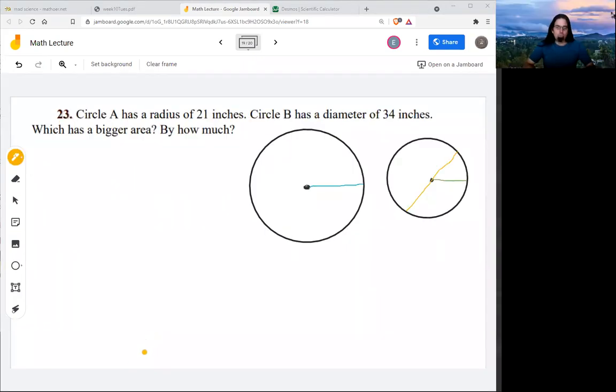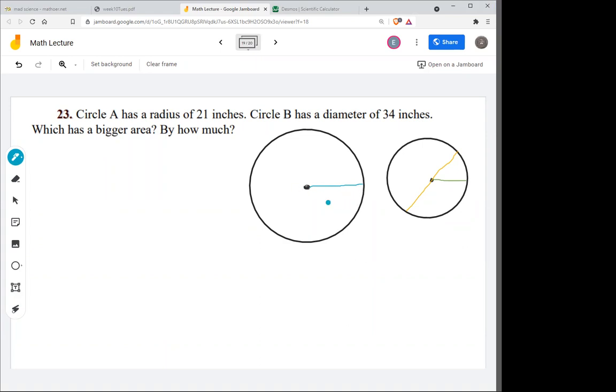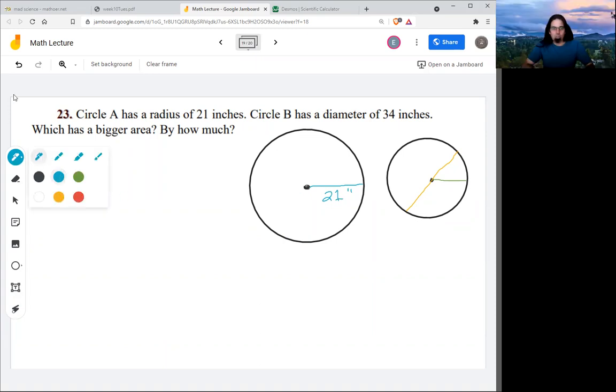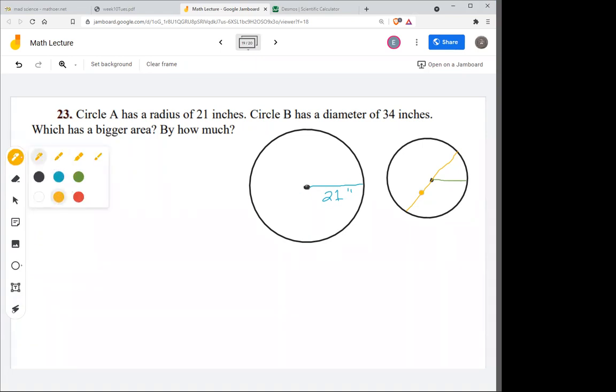Number 23, we have 2 circles and someone is trying to trick us. For one of them, the problem describes the radius. For the other, it describes the diameter. So we need to make them comparable. What do I label this blue line? Is this a radius or a diameter? Radius. Okay, where does the 34 go? What color? Yellow.